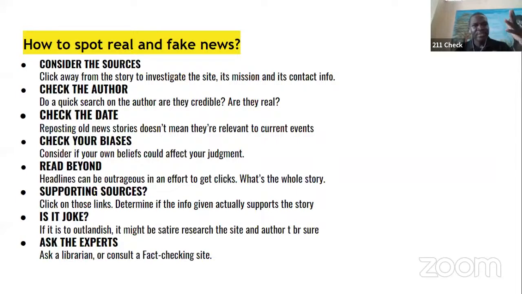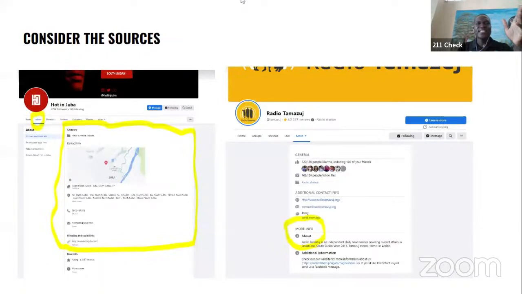So these are very important things that you should take into consideration as we try to fight the information disorder. And this can help you a lot in spotting real and fake news. So another thing is, like we said, you consider the sources, you investigate. If it's on Facebook, you go to About Us, like you see these pages.